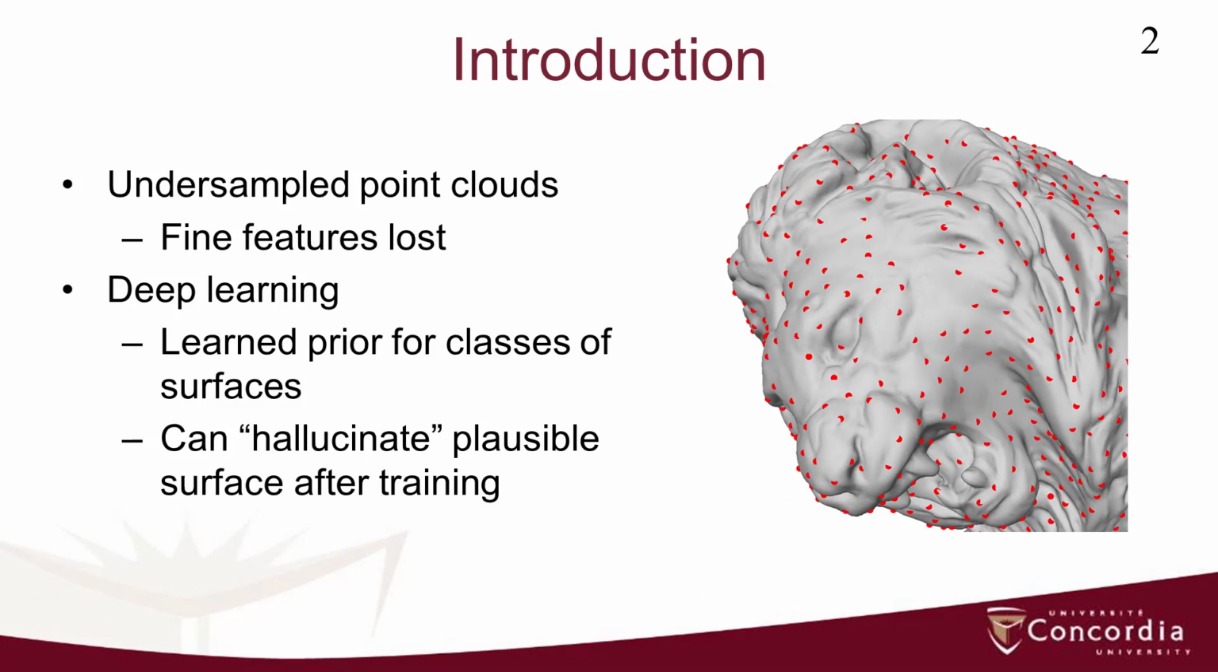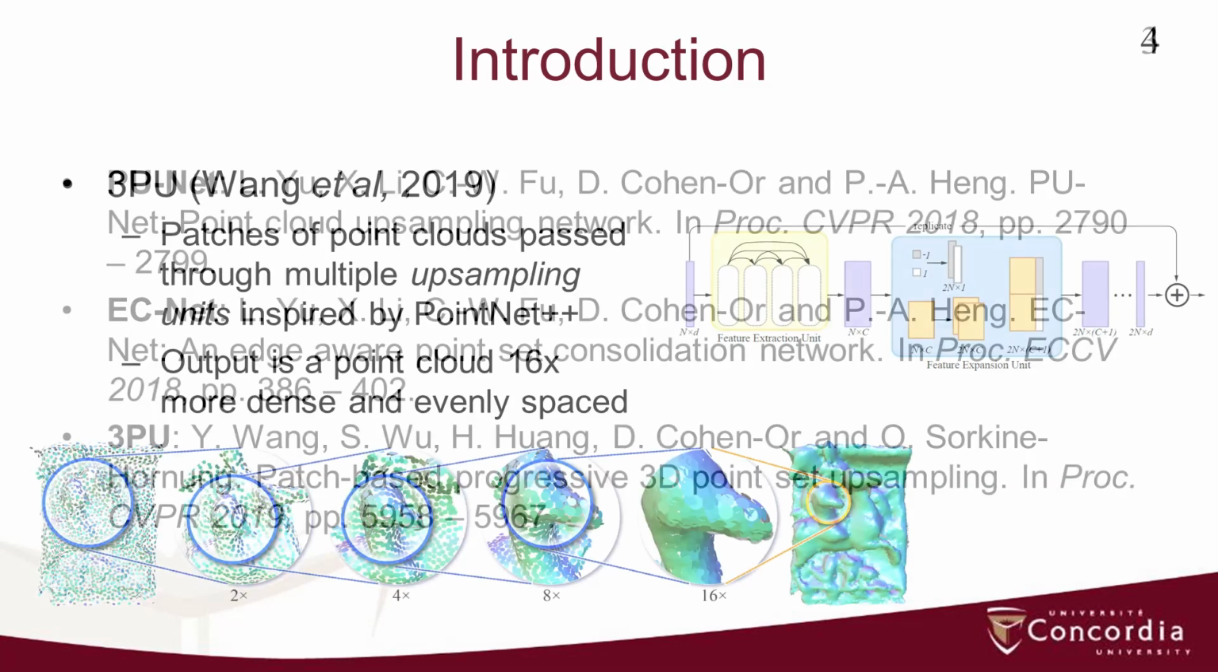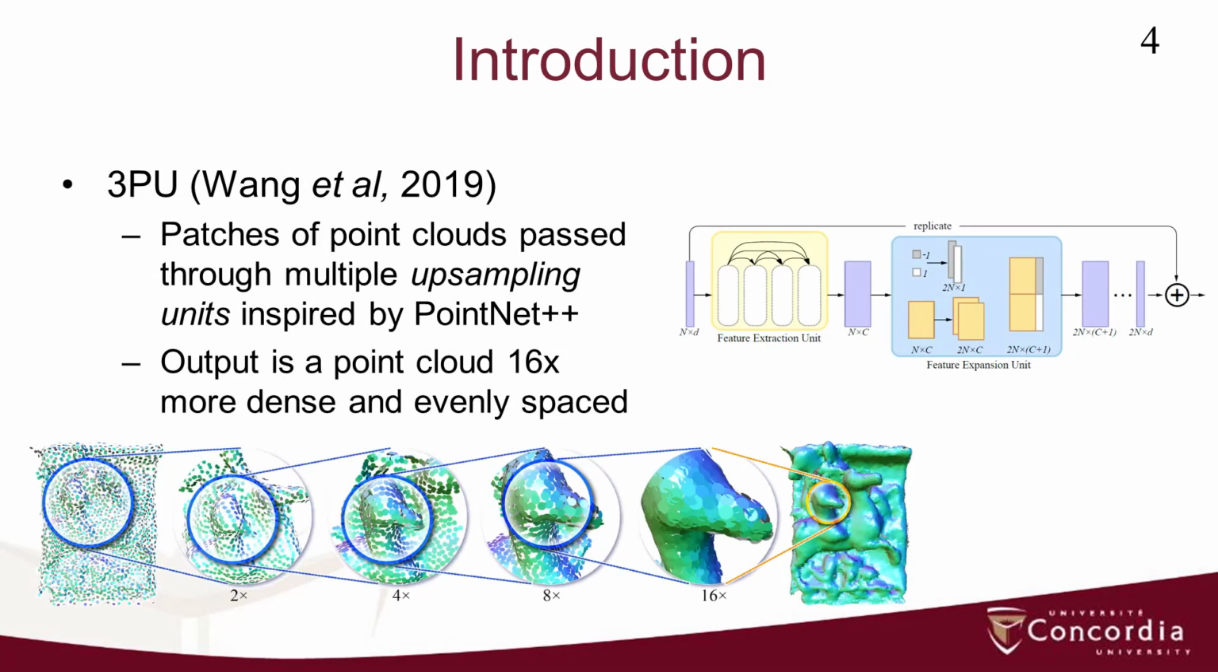However, deep learning techniques enable us to train a learned prior on a particular domain of data, which allows a 3D surface reconstruction algorithm to hallucinate what the surface might look like for a particular class of 3D surfaces. Just for context, there have already been several recent applications of deep learning to point cloud consolidation, most of which build upon the PointNet++ network architecture.